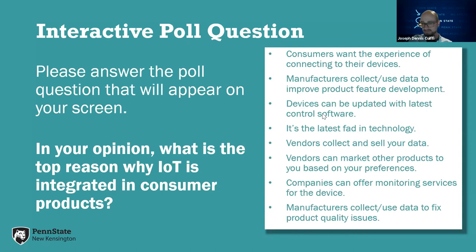Devices can be updated with latest control software. That's a very engineering thing. If it's already connected to the internet, we can update it and repopulate it with stuff. Vendors collect and sell your data and market other products to you based on your preferences. You know, these are some of the largest money makers in the modern economy. I think you'd be surprised at how much money this makes manufacturers of products like this in those very hidden license agreements, what you're agreeing to do to transmit your data.